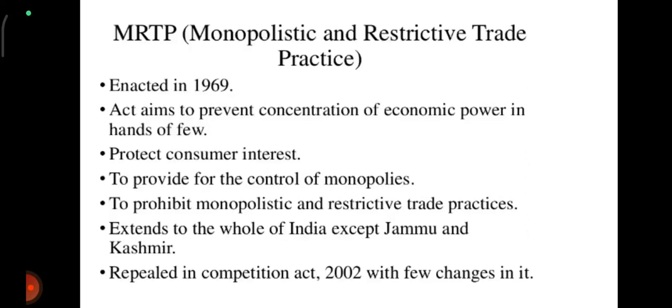We will study the MRTP Act 1969. We will learn about the date, that year, that is 1969. What is MRTP? Basically, monopolistic and restrictive trade practices. It was enacted in 1969 first of all. The act aims to prevent concentration of economic power in the hands of a few. After that, it protects consumer interests and provides for the control of monopolies. It prohibits monopolistic and restrictive trade practices. It extends to the whole of India except Jammu and Kashmir. It was repealed by the Competition Act 2002 with a few changes.